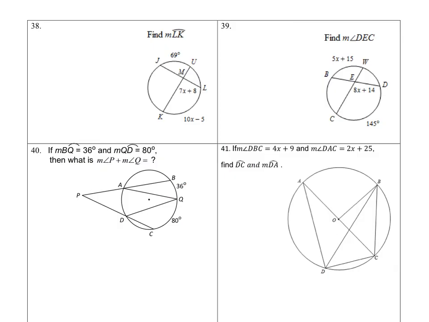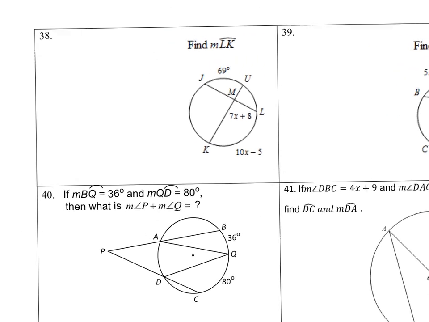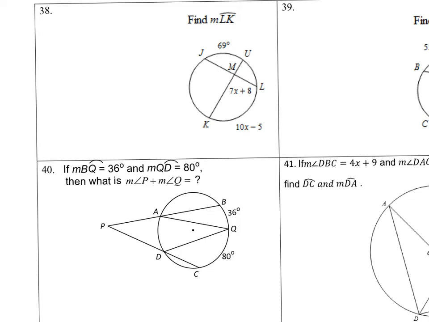Okay, on this next page, 38 is test-like as well. I don't think I need to talk about that one. It's an interior angle. Our answers were very strong on problems like this on previous homework. But just understand that the 7x plus 8, that's your interior angle, is going to be equal to the 69 plus the 10x minus 5, divided by 2. So it's the average of the arcs. That's why I didn't really want to stress that. But if you need that, just shoot me a message.